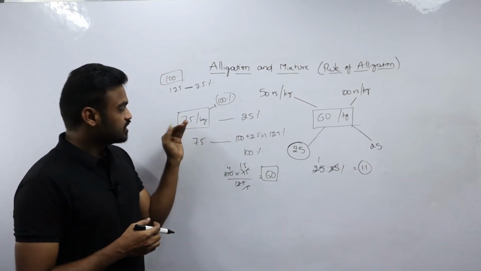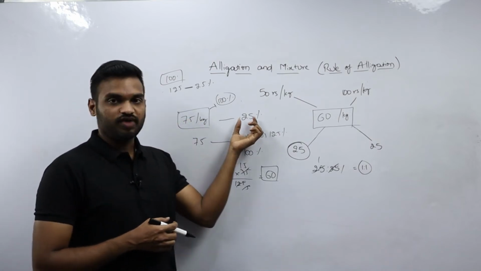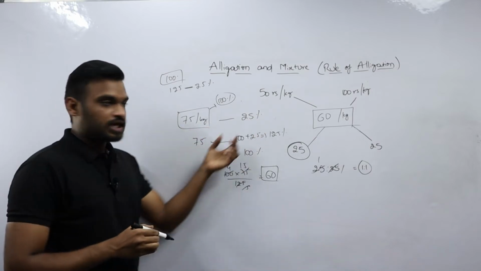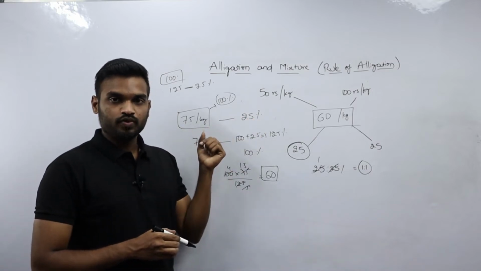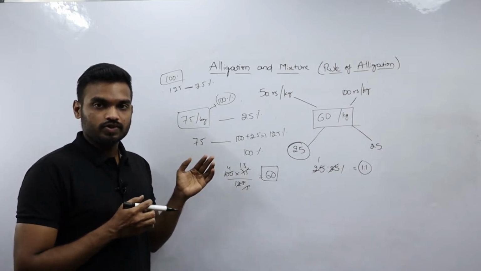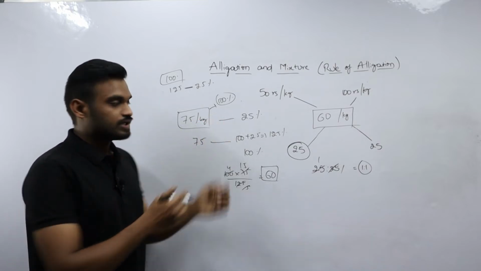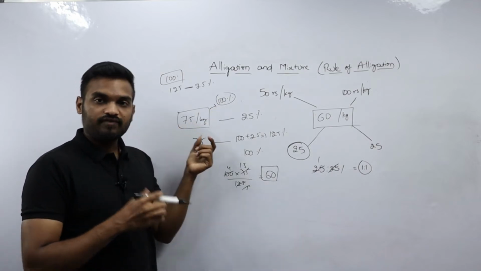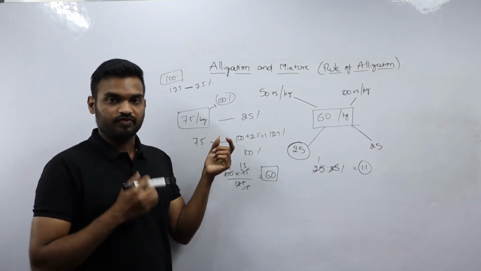Now after selling for 75 rupees per kg, they are earning a profit of 25%. So this 75 rupees per kg is after selling at 25% profit. Now we don't know the actual price of the resultant quantity, so I am assuming the resultant quantity as 100%. Now 75 rupees is nothing but the price after selling at 25% profit.